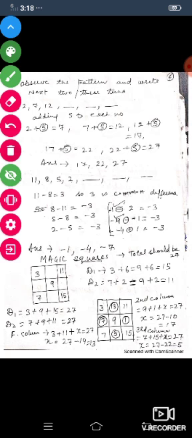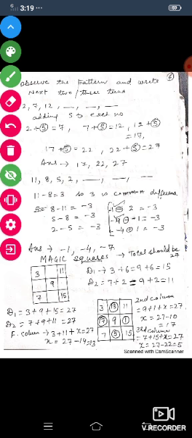Now class, 2 plus 5 will make 7 and 7 plus 5 will make 12. Then 12 plus 5 will make 17, 17 plus 5 will make 22 and 22 plus 5 will make 27. So the next three numbers are 17, 22 and 27.